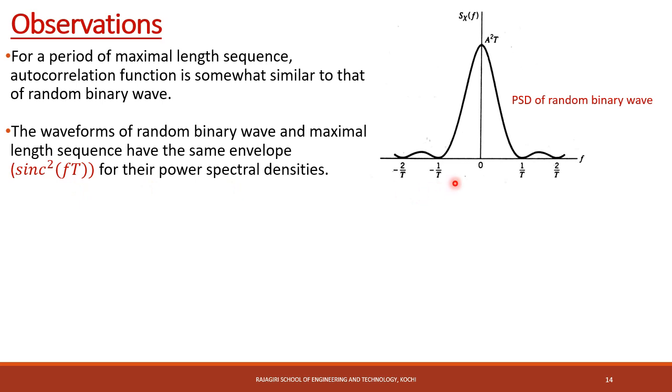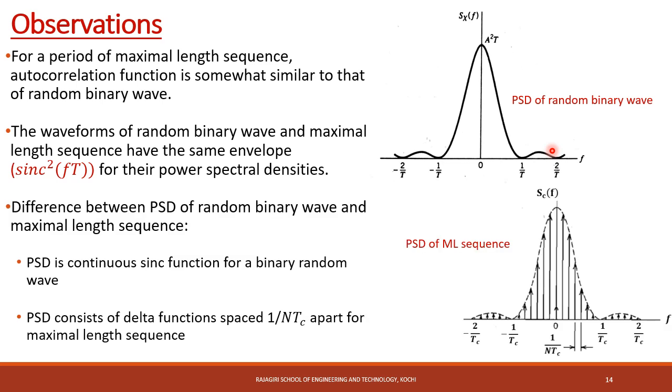As you can see in this figure, this is the power spectral density corresponding to a random binary wave, which follows the shape of the sinc square function. Now the fundamental difference between the power spectral density of a random binary wave and a maximal length sequence is that both have an envelope similar to a sinc square function, but for a random binary wave, the power spectral density is a continuous sinc function. But for an ML sequence, it consists of delta functions which are equally spaced at 1 by n Tc.